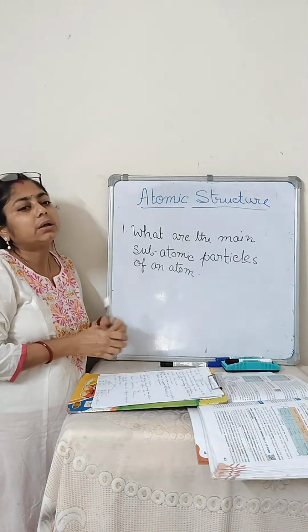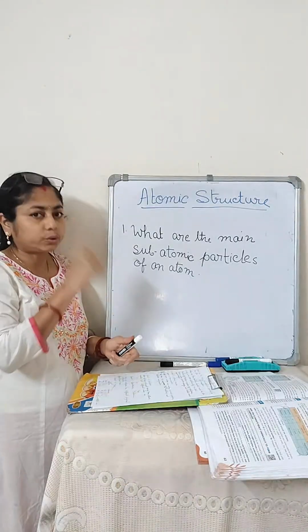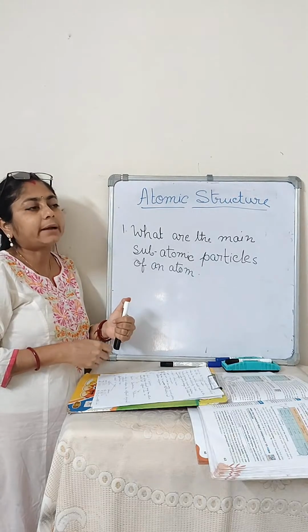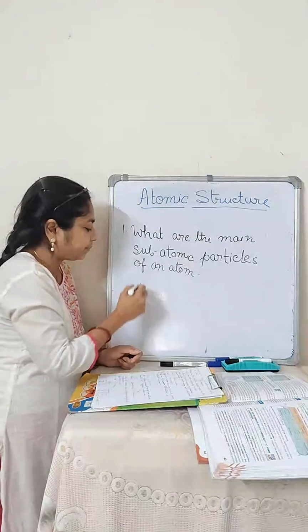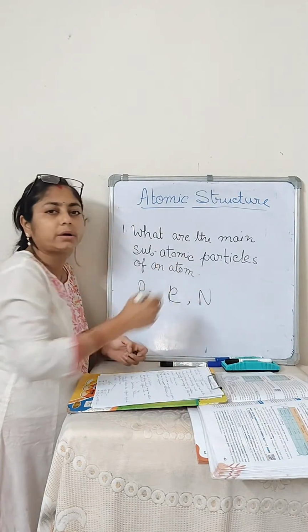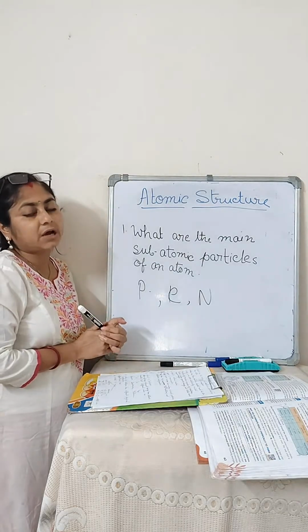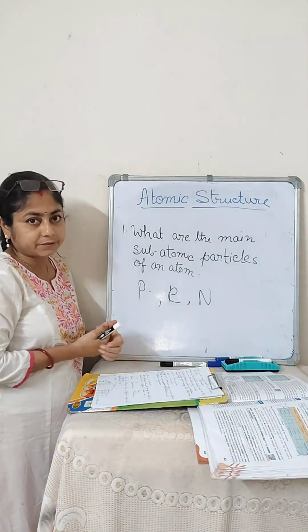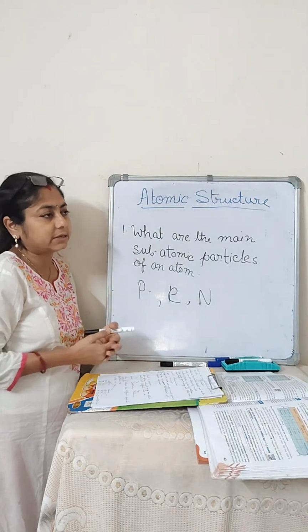Generally, in the atoms there are 3 particles: proton, electron and neutron. In that case, we can write proton by P, electron E and neutron N. Proton is a positive charge particle. It carries positive charge. Electron carries negative charge and neutron does not carry any charge.